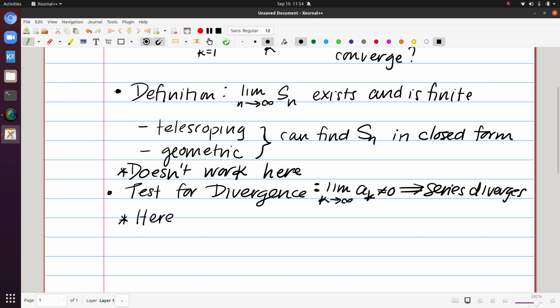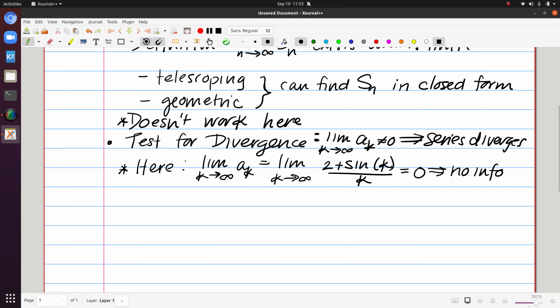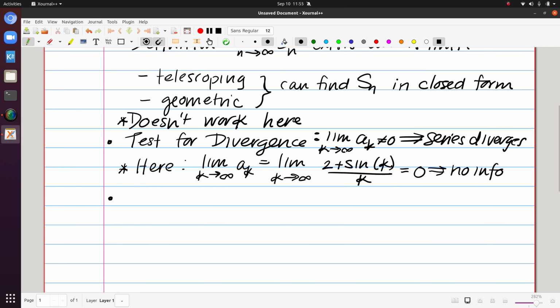if I take the limit as k approaches infinity of a sub k, that says what's the limit as k approaches infinity of (2 plus sine of k) divided by k. Notice that the top is bounded, between 1 and 3, but the bottom grows without bound. So this limit is 0. Remember that when the terms go to 0, we get no information from the test for divergence. And the only other thing we've seen is the integral test.